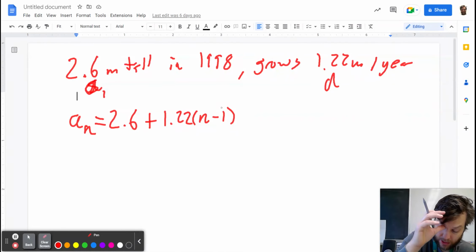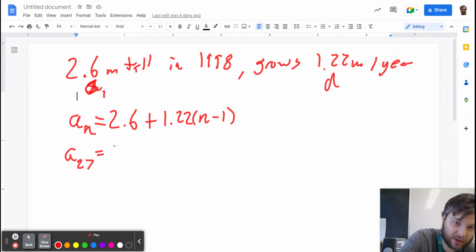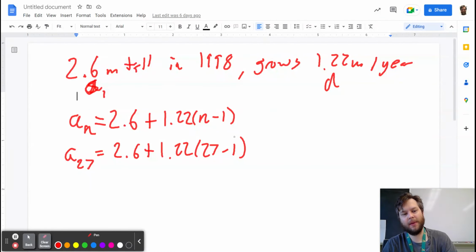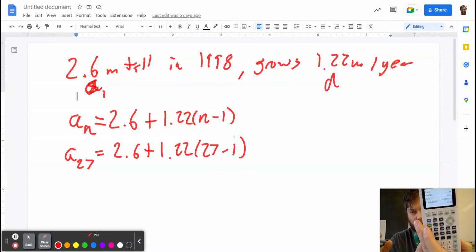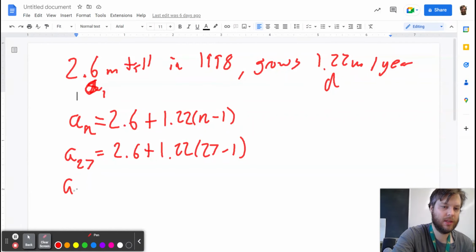Find the height of the tree in 2025. Well, if it was planted in 98, then 2025 is 27 years later. So 27 years later is 2.6 plus 1.22 times 26. That's just something to type in. 2.6 plus 1.22 times 26. Type it in, 34.32. It is a freaking tall tree. Remember, these are meters. So that's well over 100 feet tall at that point.